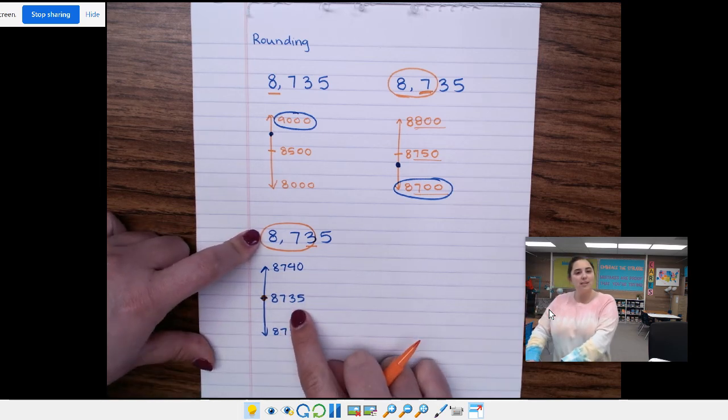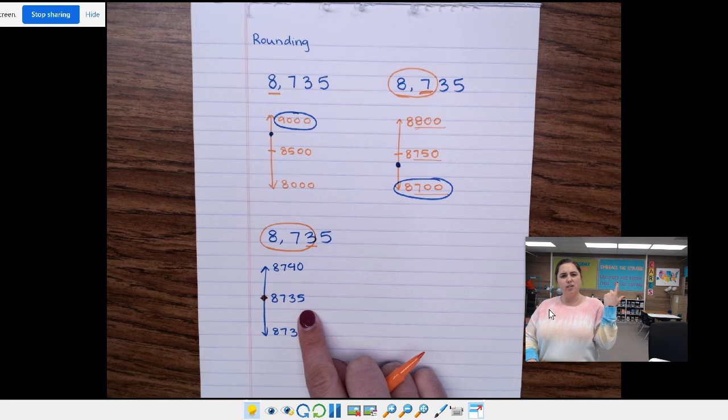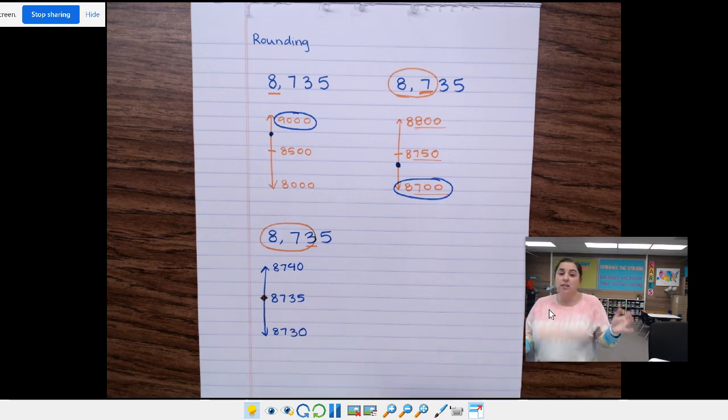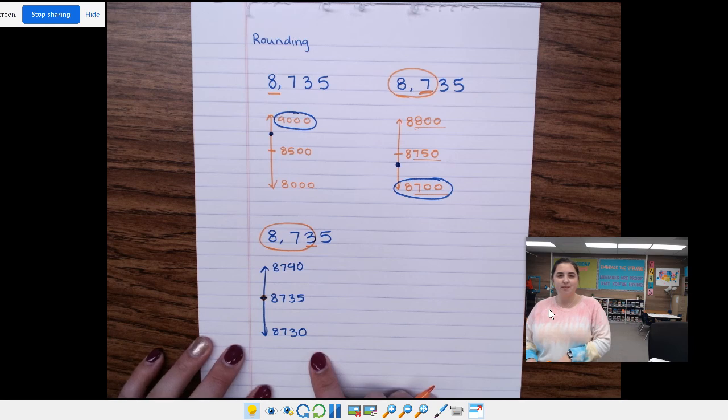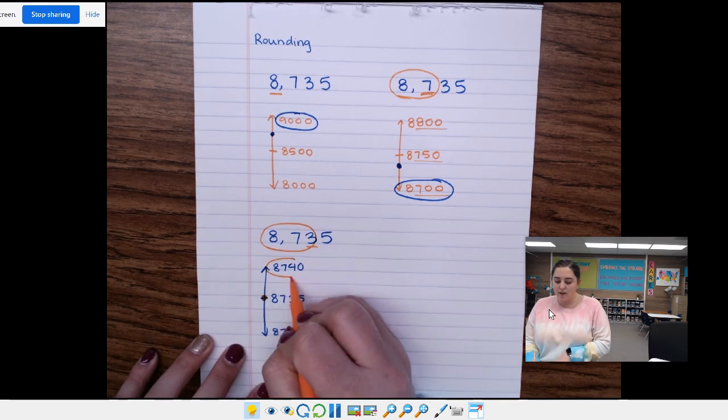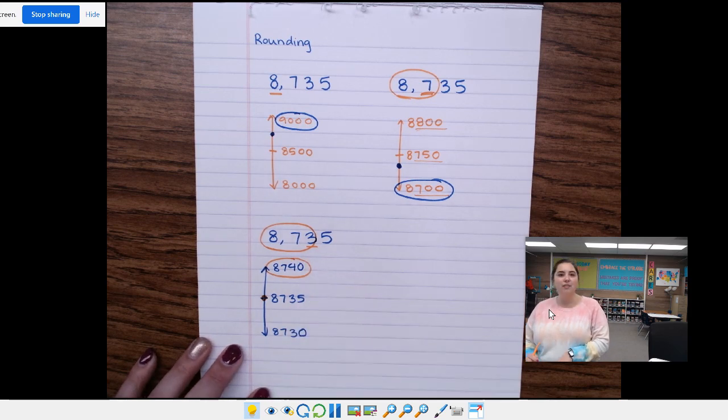Do you remember if it's the exact same as your midpoint, do you round up or do you round down? Because technically you're the same distance between those two numbers. Do you remember? In math we say round up. Math is a glass half full kind of person.